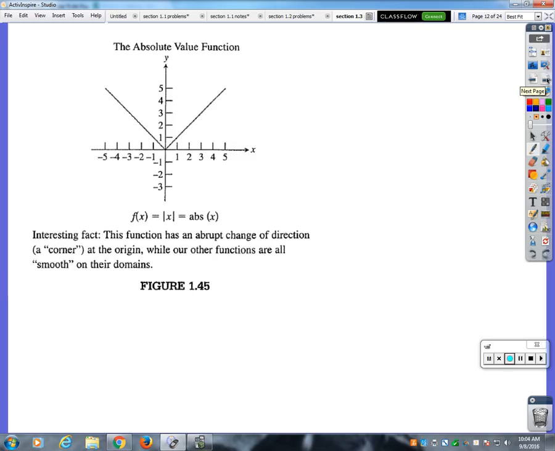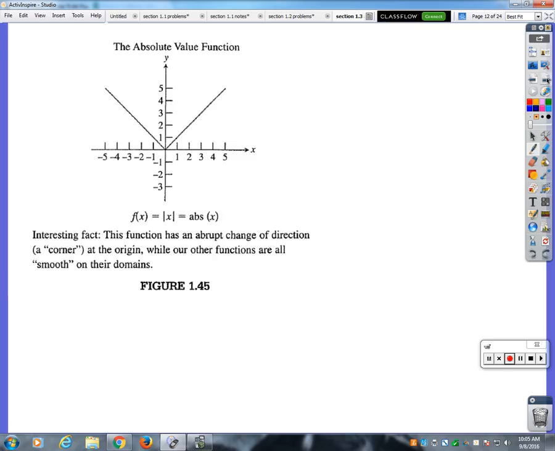Okay, next one is the absolute value function, which has a V-shaped graph. You studied that all the way back in algebra. That was one of the families of functions that we looked at. The interesting fact about this is that this function has an abrupt change of direction, which we call a corner at the origin, while all of our other functions are all smooth over their domain.